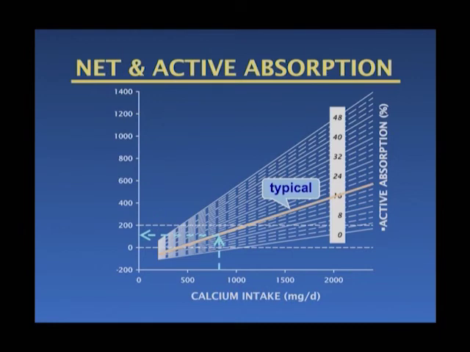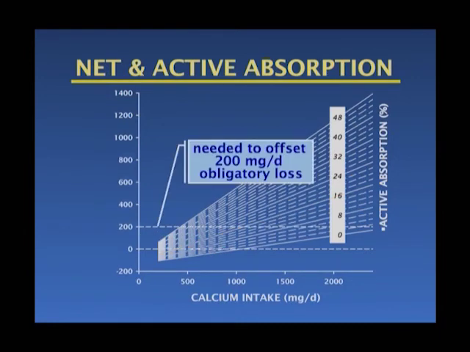anywhere near as much. The importance of that 200 milligram line is that's what the average adult needs today in order to offset losses from skin and excreta. So if we're not absorbing 200 milligrams per day, we're tearing down our skeleton in order to get the calcium that we need. And this kind of a nomogram, if you will, allows us to do that sort of calculation.